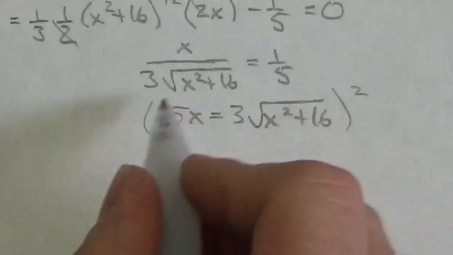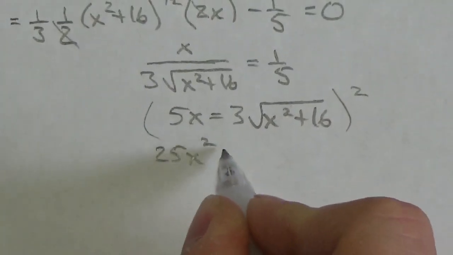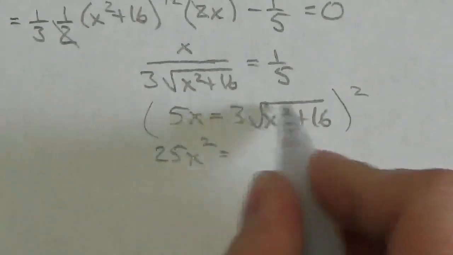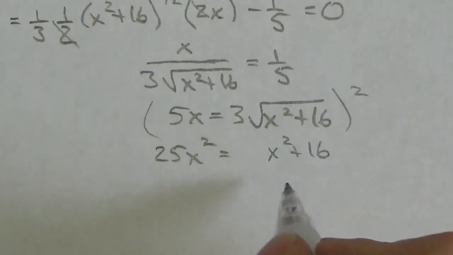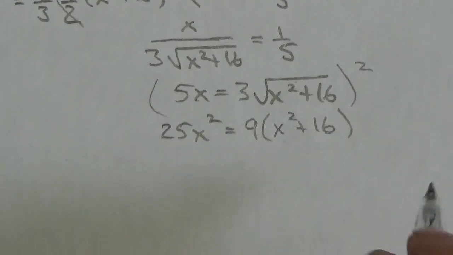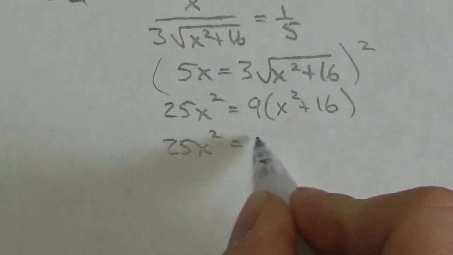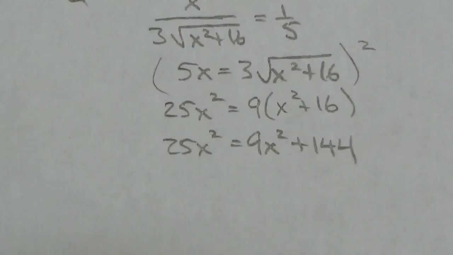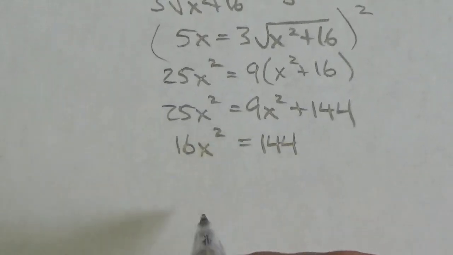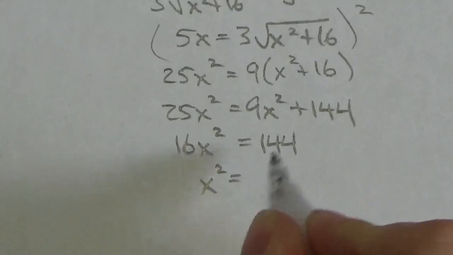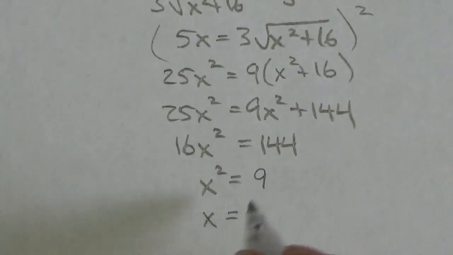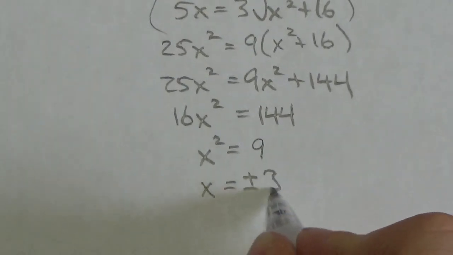So what you're going to do is square both sides. The left-hand side's not a problem, it becomes 25x squared. On the right-hand side, the square is going to cancel the square root, so you get x squared plus 16. But you've got to remember that that 3 is also being squared, so it's 9 multiplied by x squared plus 16. So this becomes 25x squared is equal to 9x squared plus 144. I'll bring that 9x squared over, which gets me 16x squared is equal to 144. I will divide, and 144 divided by 16 is 9, which means my x could equal plus or minus 3.